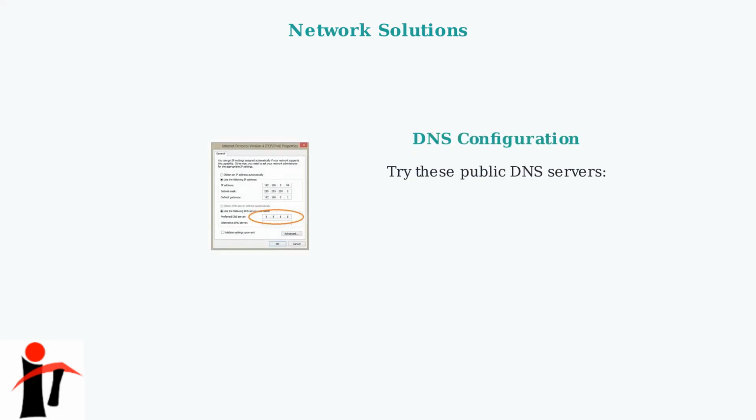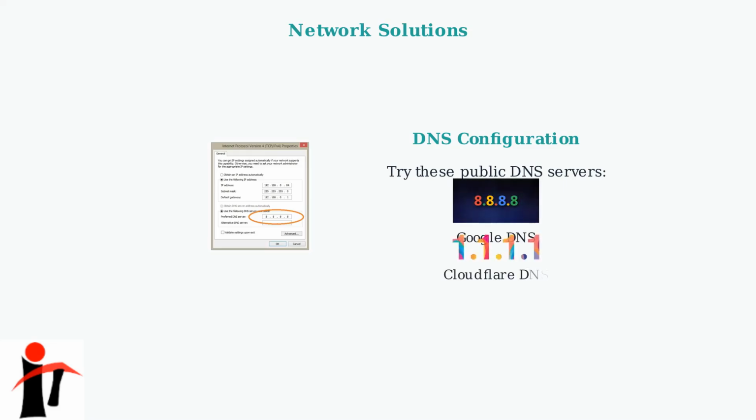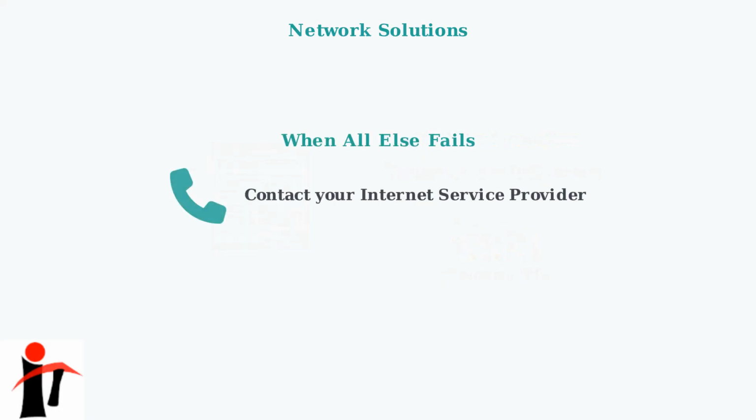Try using public DNS servers like Google's 8.8.8.8 or Cloudflare's 1.1.1.1 for better reliability and speed. Google DNS at 8.8.8.8 is reliable and fast. Cloudflare's 1.1.1.1 focuses on privacy and speed. Both are excellent alternatives to your ISP's default DNS servers. If network problems persist after trying all these solutions, contact your internet service provider. They can diagnose connection issues, check for outages in your area, and verify that Poe AI services aren't being blocked at the network level.